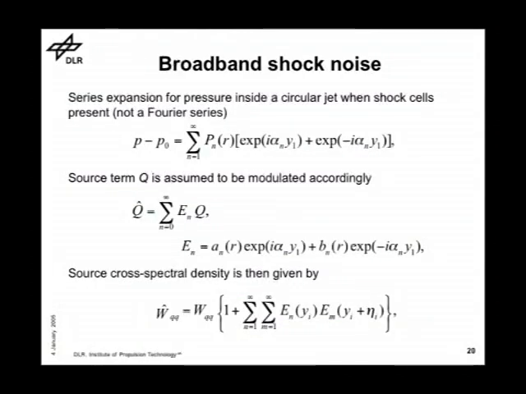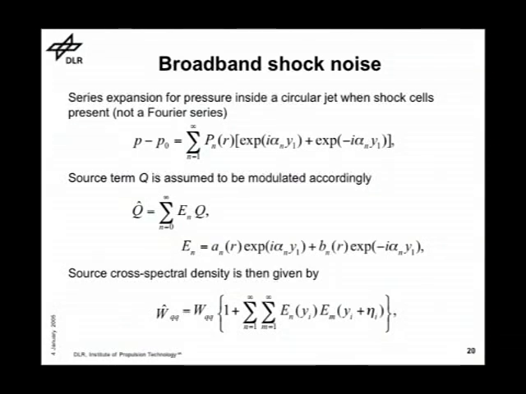So now broadband shock noise, we need the sources for broadband shock noise. And I now assume that the sources are modulated. So the velocity fluctuations in the jet are modulated according to the shock cells, which was experimentally proven by Jack 20 years ago. At least there is a paper where you measured the velocity fluctuations as a function of shock cell space location, and there is a big change in velocity fluctuation level across the shocks, across the cells.